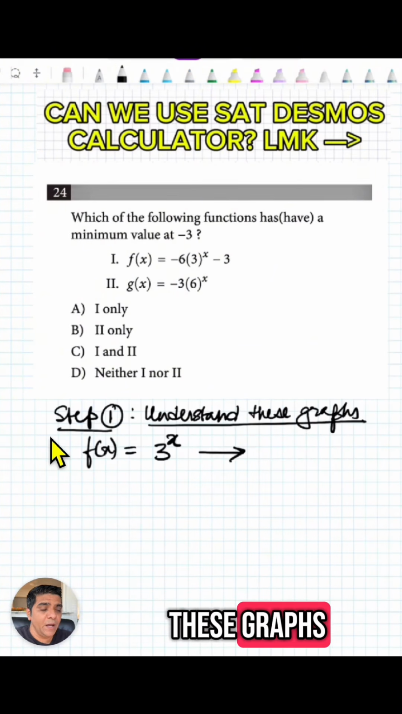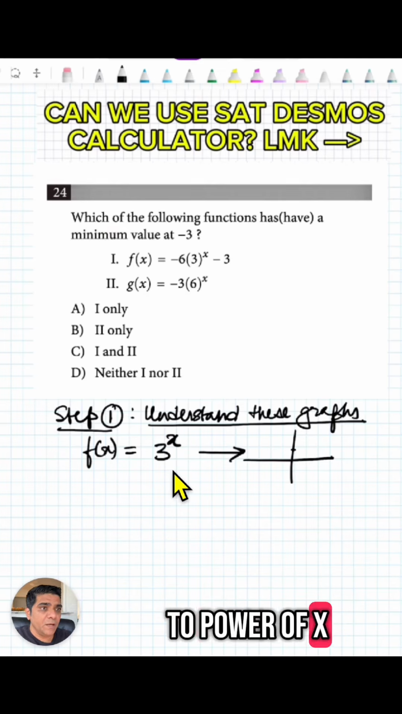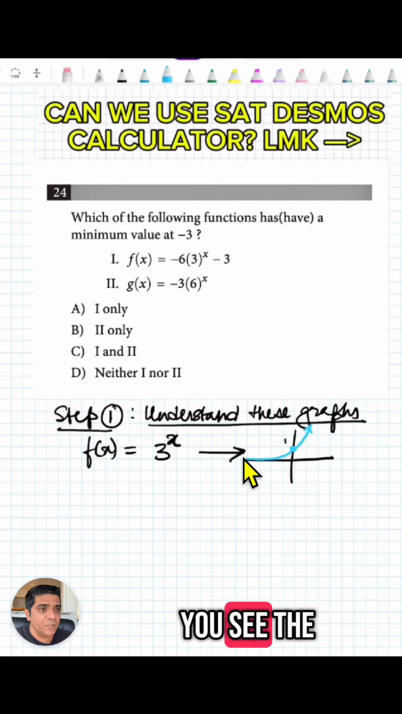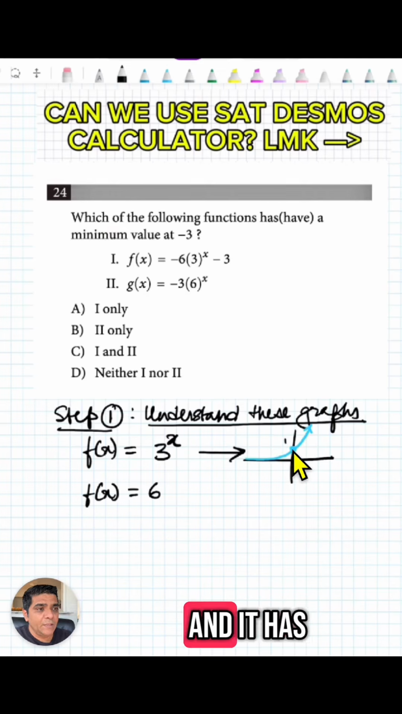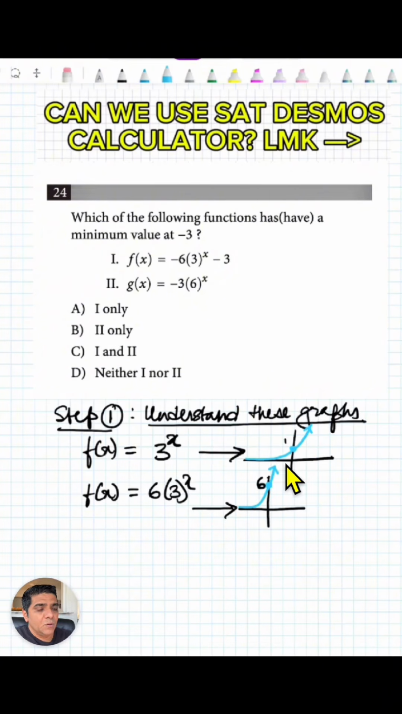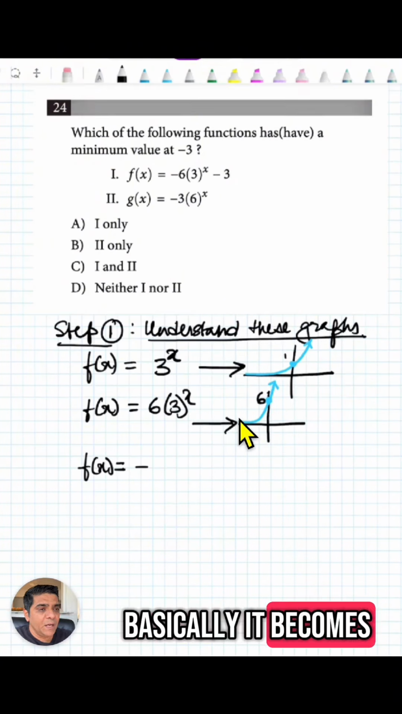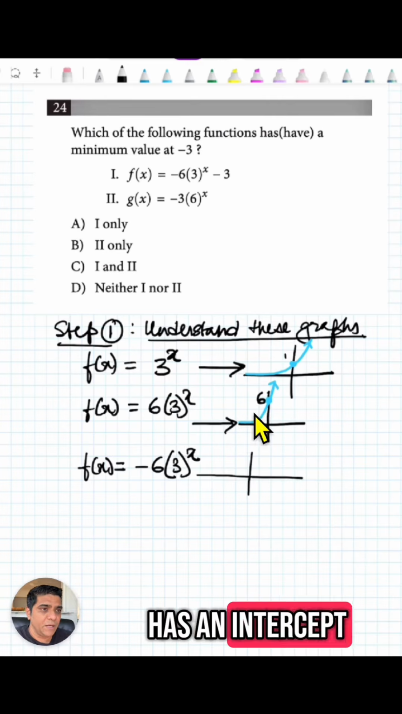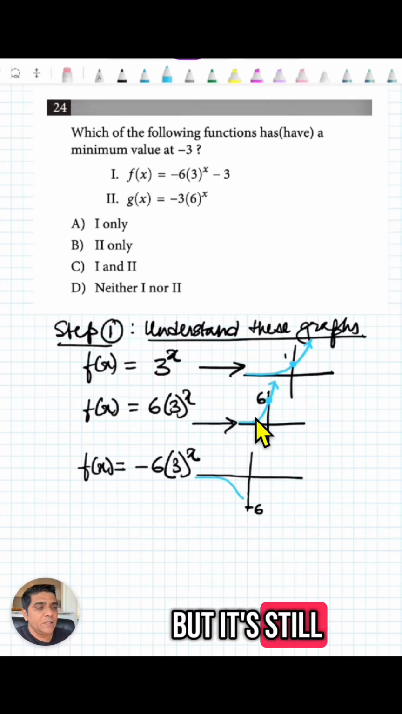We try to understand these graphs. If you have f of x is 3 to the power of x, like an exponential function, you see the function goes like this, and it has a y-intercept at 1, where 3 to the power 0 is 1. And then what happens when you put a 6? Basically, it becomes steeper. It now has an intercept at 6, but it's still going upwards.